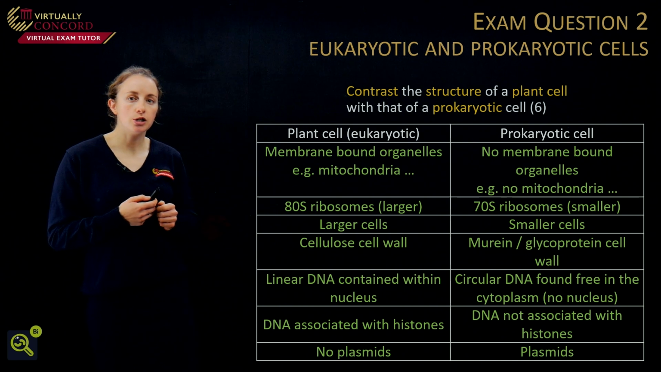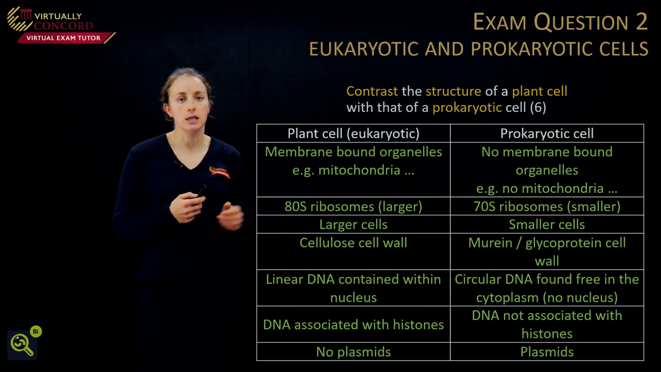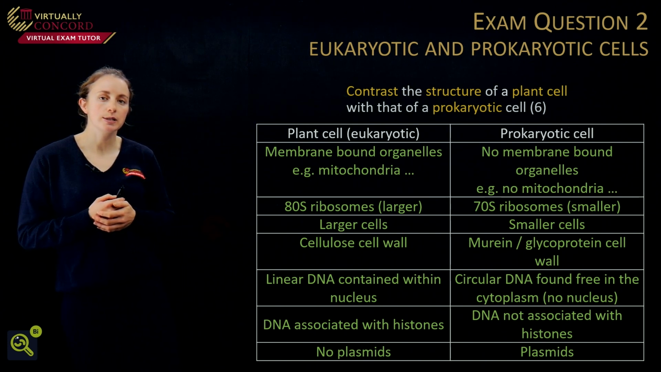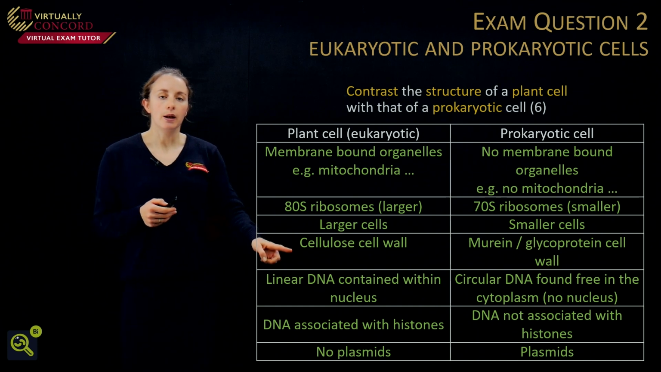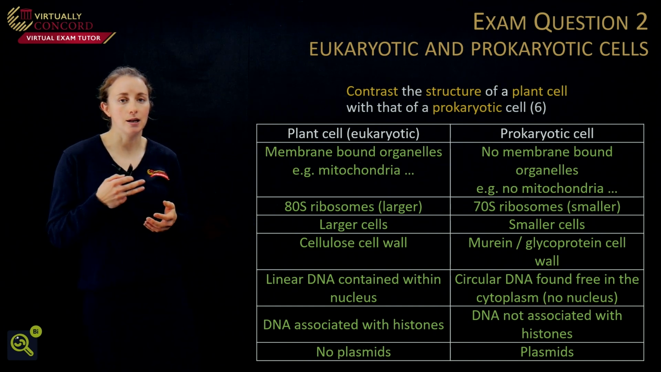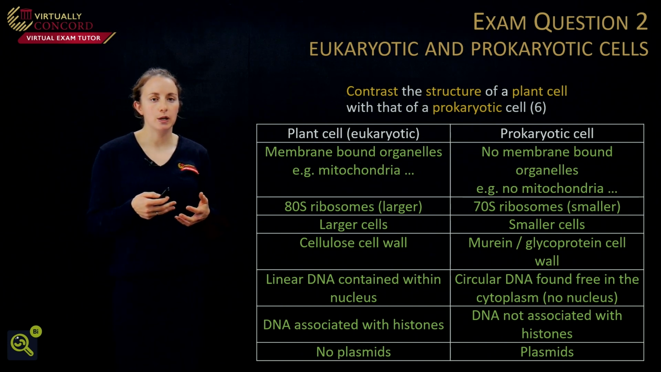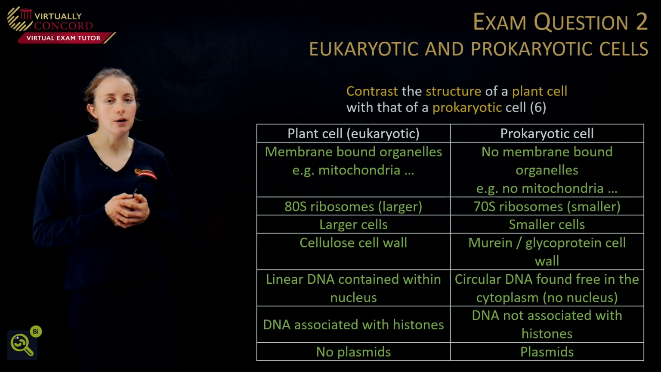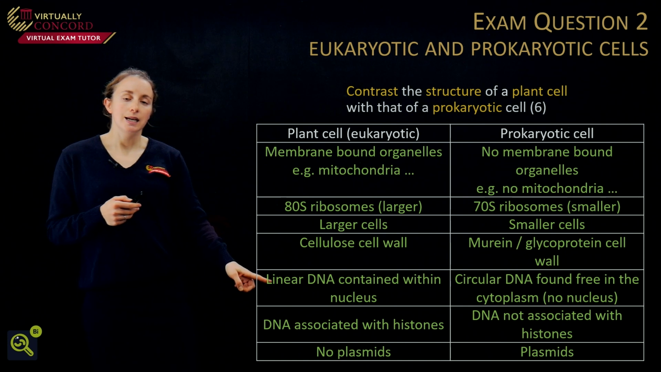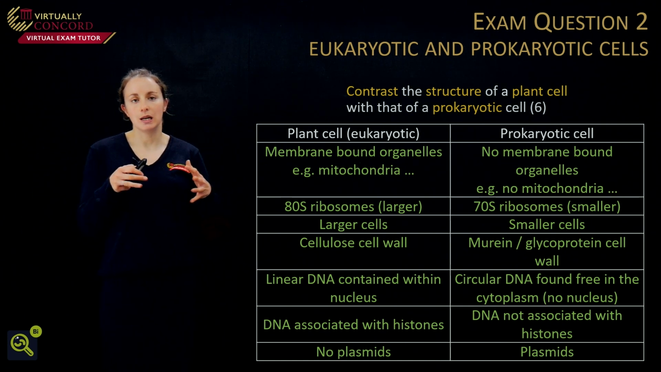The ribosomes are larger in plant cells. That's an example of a eukaryotic cell. They are 80S compared to the 70S ribosomes in prokaryotes. The cells themselves are larger in eukaryotes, such as a plant cell. And plant cells have a cellulose cell wall, whereas prokaryotic cells have a cell wall composed of murein, which is a form of glycoprotein. You can use the word peptidoglycan, but it's not in the syllabus, so I would definitely go for murein and glycoprotein. And the DNA in a plant cell is linear DNA, so it's linear chromosomes contained within a nucleus.